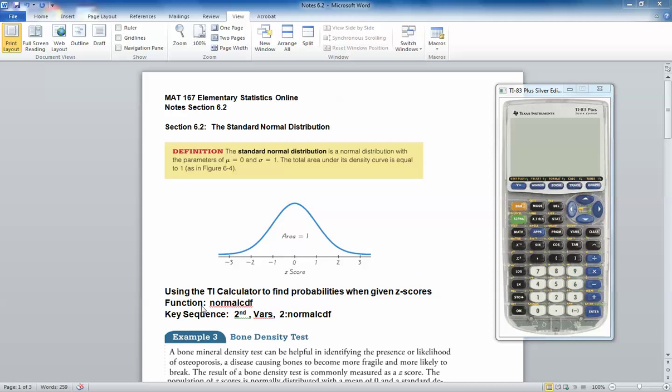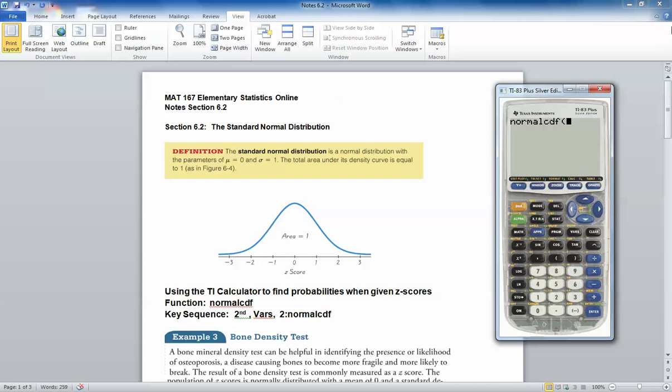The function is called the normalcdf, and the way we get there is click on the second button, Variables, oops, let me turn it on, second, VARS, there's a little DISTR written above there for distributions. Option number 2 is the normalcdf.